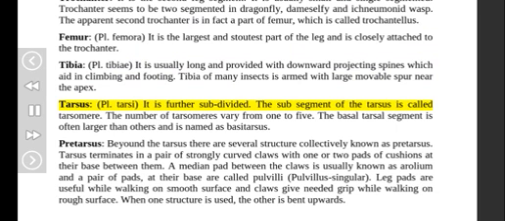Tarsus, plural tarsi, is further subdivided. The sub-segment of the tarsus is called a tarsomere. The number of tarsomeres varies from 1 to 5. The basal tarsal segment is often larger than the others and is named the basitarsus. Pretarsus. Beyond the tarsus there are several structures collectively known as the pretarsus.